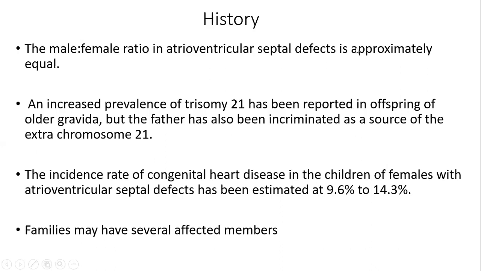So coming to history, the septal defects are approximately the same in males and females, and in case of trisomy 21, it is the females at older age who become pregnant. In those patients, Down syndrome is more common, but it is shown that it can be the father who has the extra chromosome rather than the mother. And if a female with atrial septal defect becomes pregnant, the chance of babies having congenital heart disease is around 9.6 to 14.3%. And in the same family, multiple members can be affected.